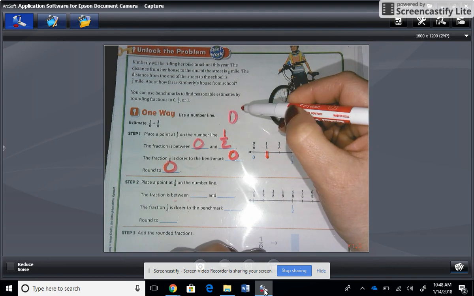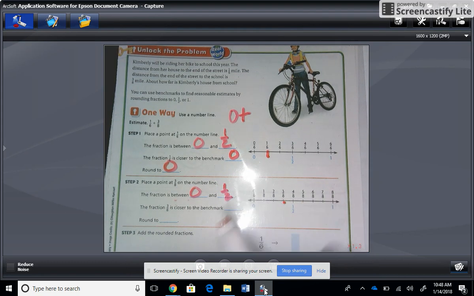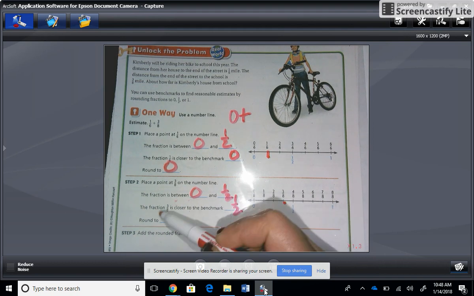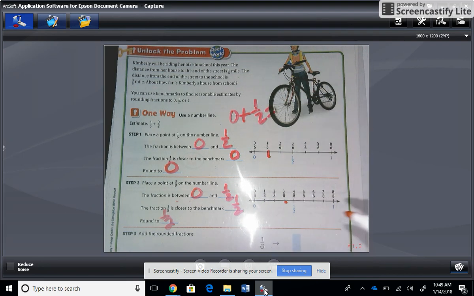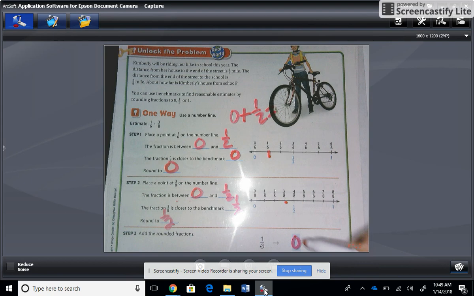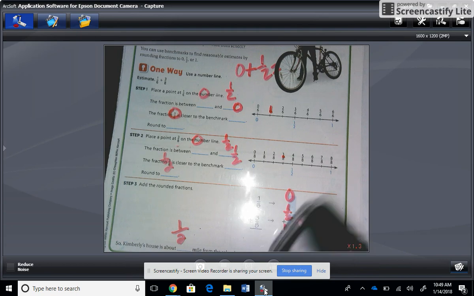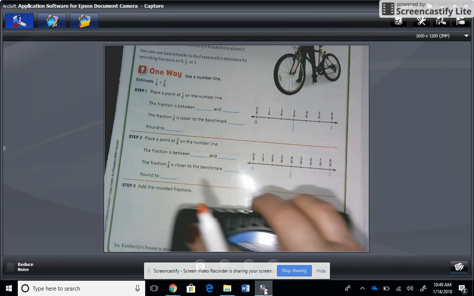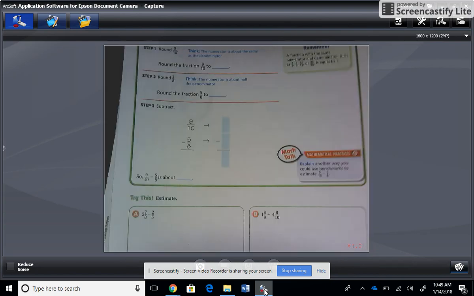So we have 0 plus, and then we're going to do the same thing here. 3/8 is between 0 and 1/2, and it's closer to 1/2. So we're going to round it to 1/2. So 0 plus 1/2 equals 1/2. Or if we put it on the side here, 0 plus 1/2 is 1/2. So we think it's about 1/2. Which is fairly simple when you're estimating using the benchmark of 0, a half, or 1.